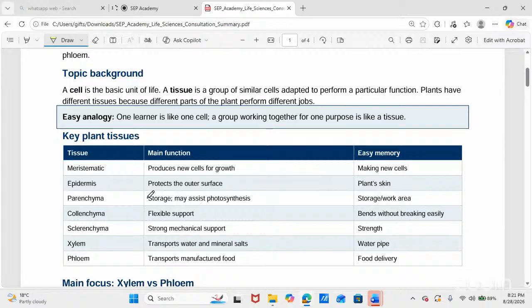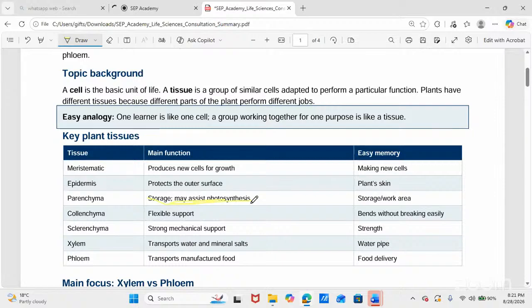In photosynthesis, whereby it stores what? It stores the food that is produced during photosynthesis. Again, we know that during photosynthesis, we are going to have the manufacturing of food by the plants. So now this is where parenchyma comes in and stores the food or stores the energy for photosynthesis to take place.